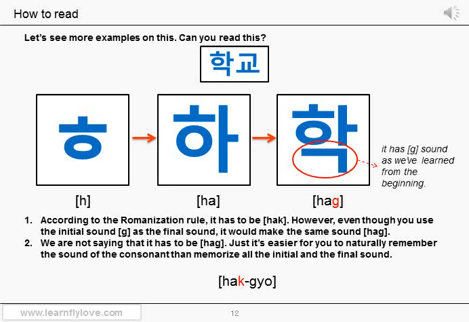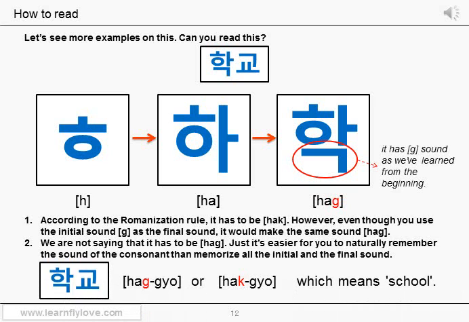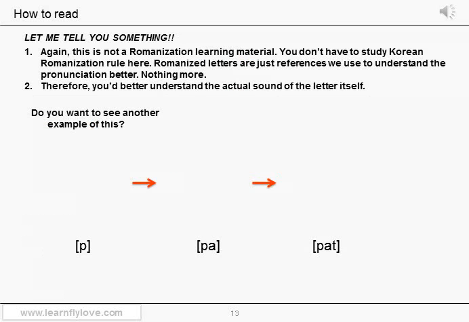Then how do you read the second letter? G, 요, 교, Hangul. So it's Hakgyo, which means school in Korean. Again, this is not a romanization learning material, so you don't have to study Korean romanization rules here. Romanized letters are just references you use to understand the pronunciation better, nothing more. Therefore, you better understand the actual sound of the letter itself.